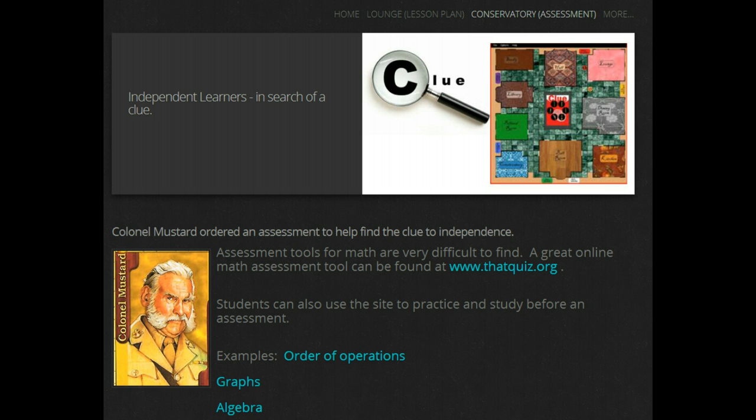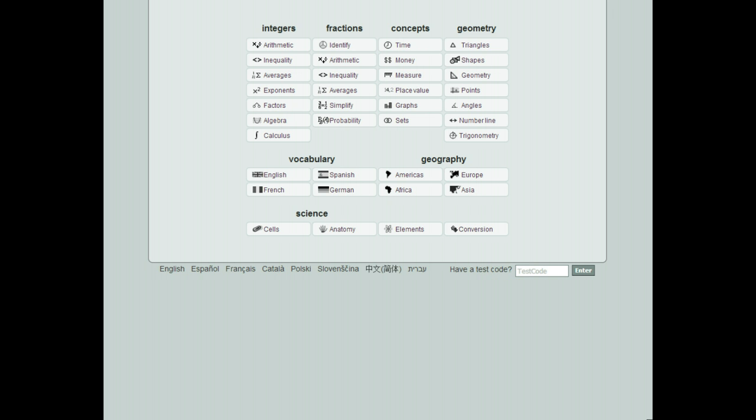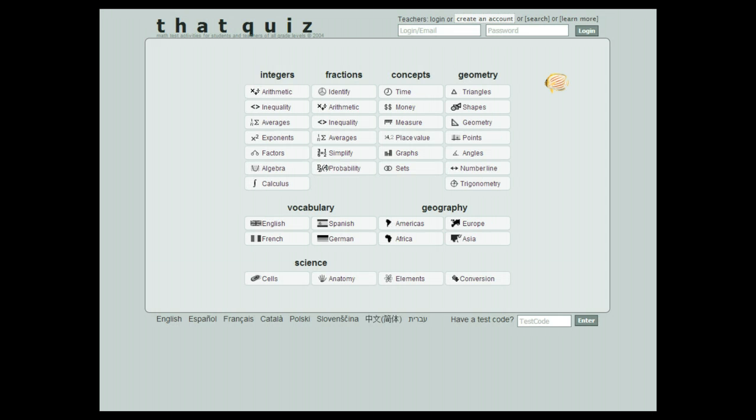Colonel Mustard in the conservatory ordered an assessment to help find the clue to independence. Assessment tools for math are very difficult to find. A great online math assessment tool can be found at thatquiz.org. ThatQuiz can be used for many units in math and has a variety of levels within each unit. Students can also use the site to practice and study before an assessment.